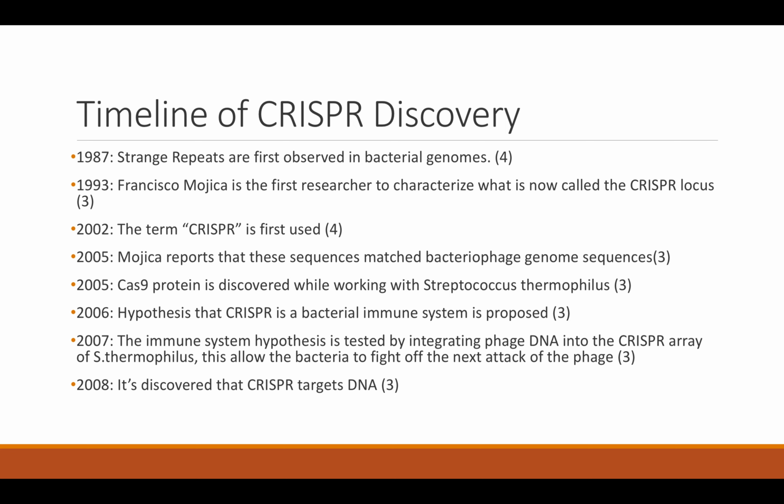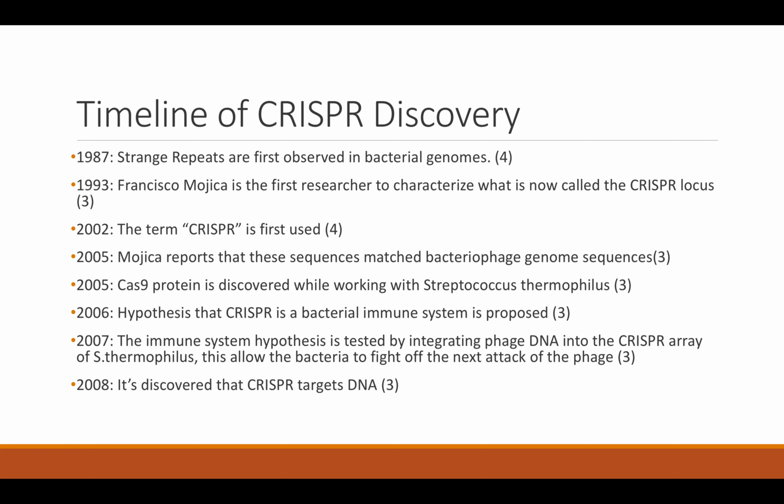And then all the way into 2005, that same researcher now reports that these sequences matched the bacteriophage genome sequences. So he said, well, the sequences inside the CRISPR array match up with viral genomes. So he said that might be important. So in 2005, the Cas9 protein is discovered in Streptococcus thermophilus. I believe it was discovered at a Danisco yogurt facility when people there were working with the bacteria that lives inside the yogurt that you eat.